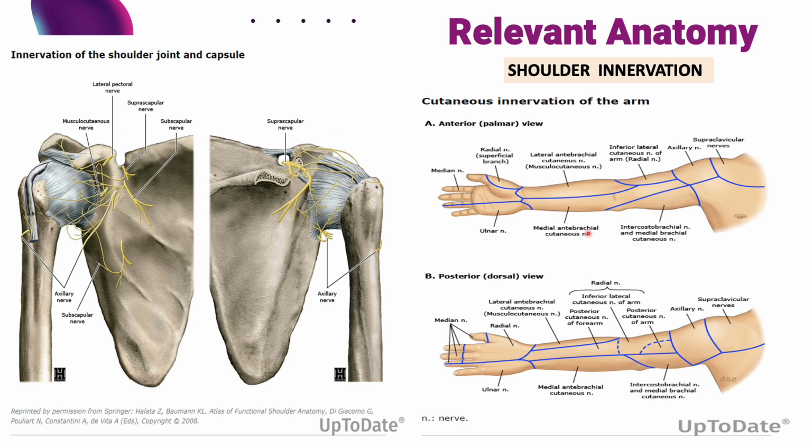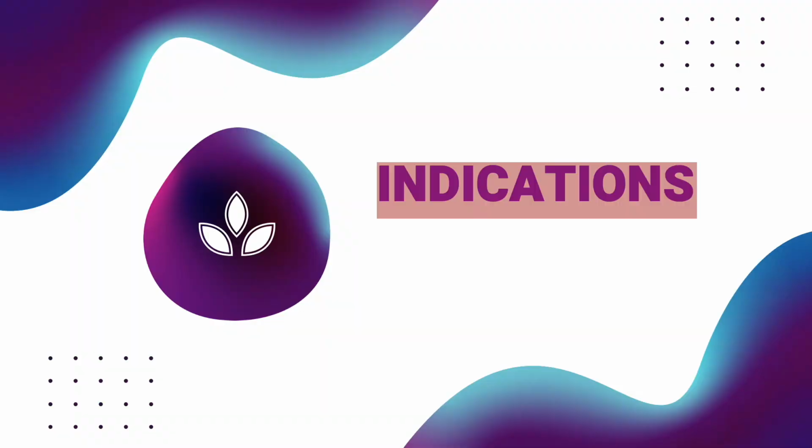The cutaneous innervation for the majority of the shoulder is provided by the supraclavicular branches of the cervical plexus, which arise from C3 to C4, and the axillary nerve, which covers the lateral posterior portion of the shoulder. Now, we have seen from this anatomy that the interscalene brachial plexus block anesthetizes the C5 to C7 nerve roots as well as the supraclavicular branches of the cervical plexus.